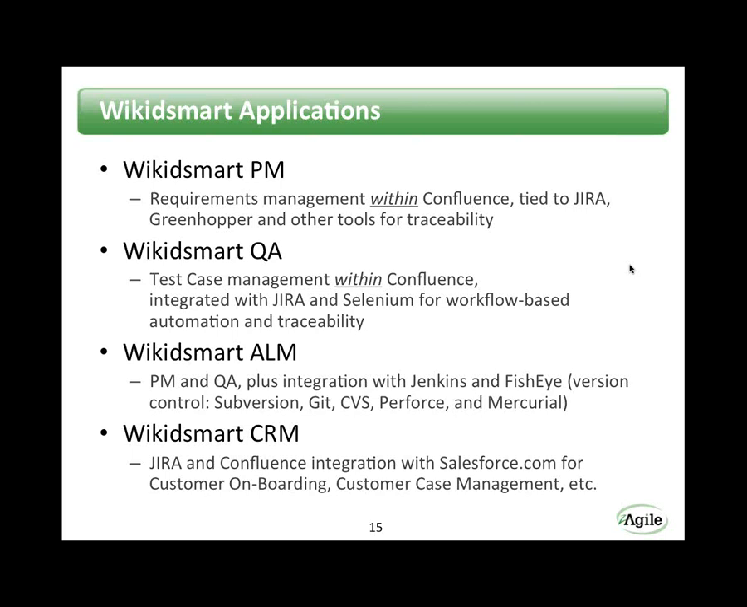Wikidsmart QA, again, is for test case management within Confluence, integrated with JIRA and Selenium so that you can achieve workflow-based automation and traceability. Now, Wikidsmart ALM, you can think of it as the ability to grow into whatever needs you may have. You might start with either PM or QA, but you can grow into the full ALM suite capacity by also adding in continuous integration support and version control support. So if you want your whole software engineering environment to be integrated, you have that option with ALM.